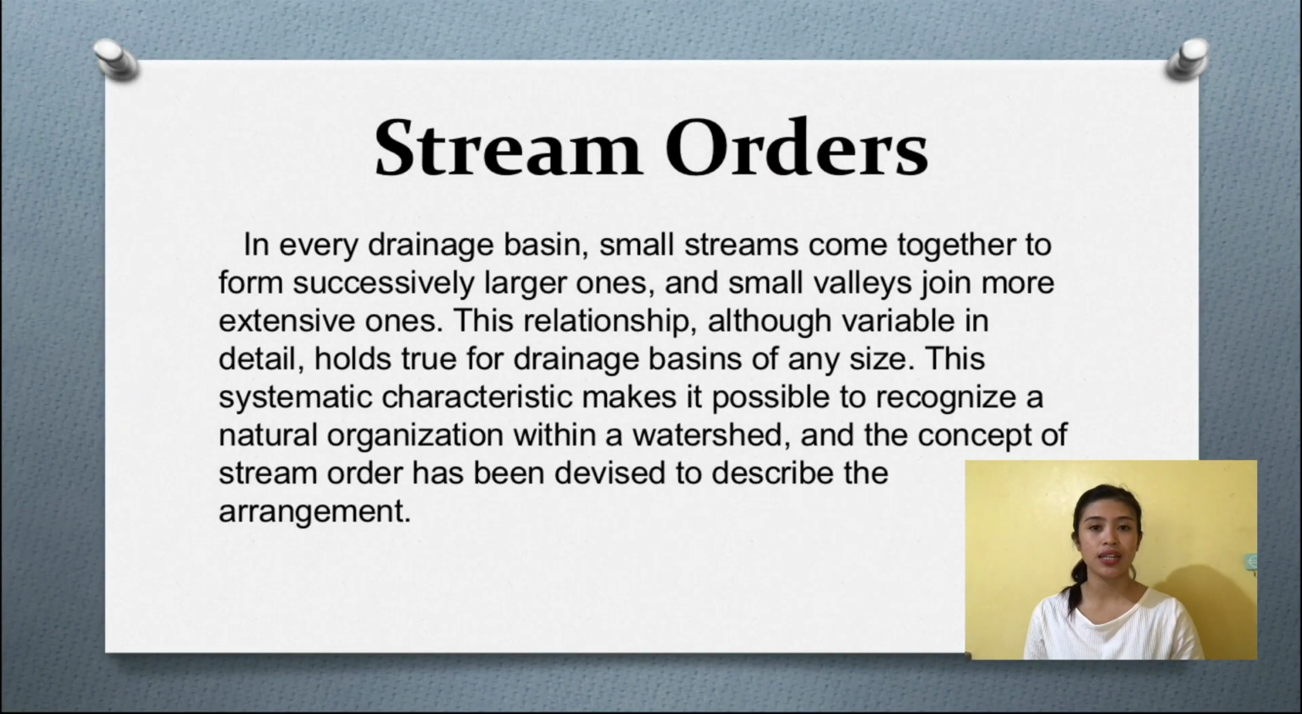Stream orders. In every drainage basin, small streams come together to form successively larger ones, and small valleys join more extensive ones. This relationship, although variable in detail, holds true for drainage basins of any size. This systematic characteristic makes it possible to recognize a natural organization within a watershed, and the concept of stream order has been devised to describe the arrangement.